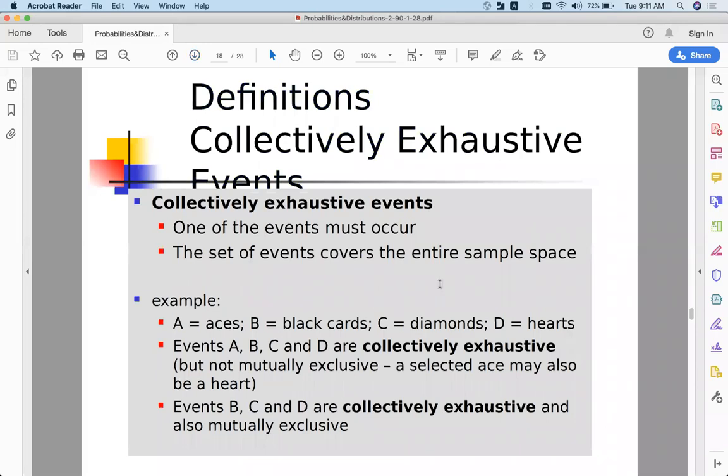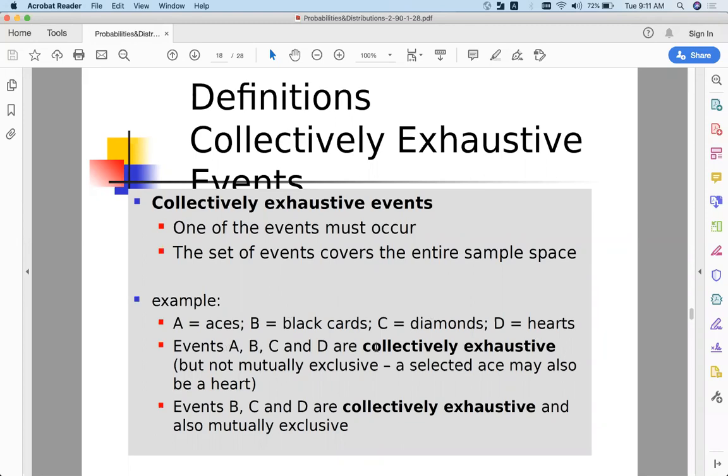Now these are just general definitions. Just try to remember them. Collectively exhaustive events: one of the events must occur. The set of events covers the entire sample space. What does this mean? Let's take an example. The event A is Ace. The event B is black cards. The event C is diamonds, and the event D is hearts. Events A, B, C, D are collectively exhaustive.